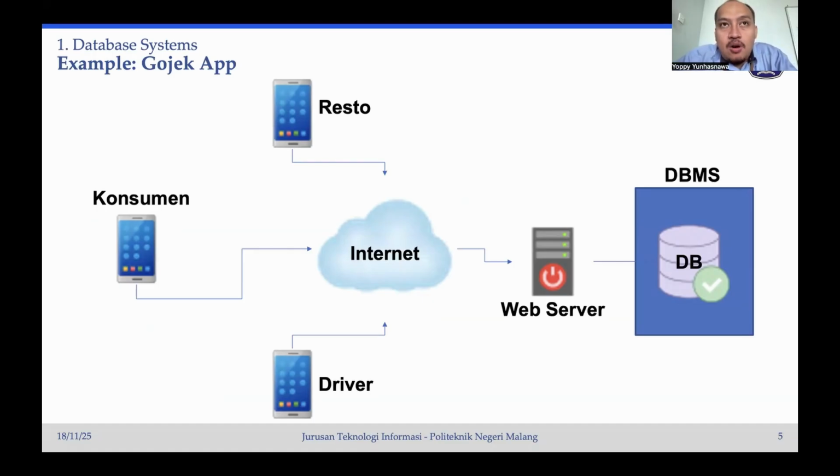This is one example of a database system. We know Gojek, right? So Gojek is a big system. It is a large system. It consists of many components.